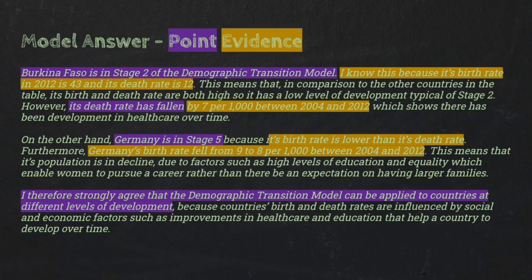In gold, the evidence that I have used to exemplify those points. I know this because its birth rate in 2012 is 43 and its death rate is 12. By 7 per thousand between 2004 and 2012, and its birth rate is lower than its death rate. Germany's birth rate fell from 9 to 8 per thousand between 2004 and 2012. Notice that I've used 2 pieces of evidence in each paragraph to exemplify each of my points.